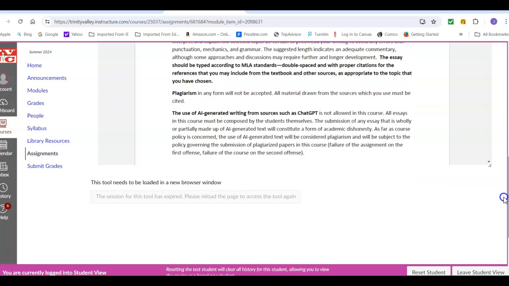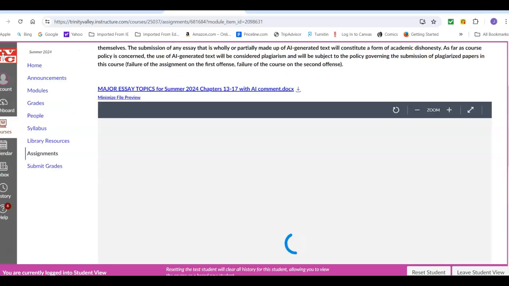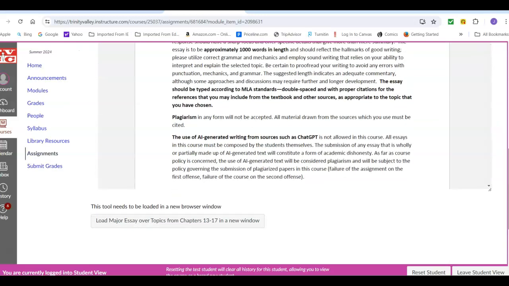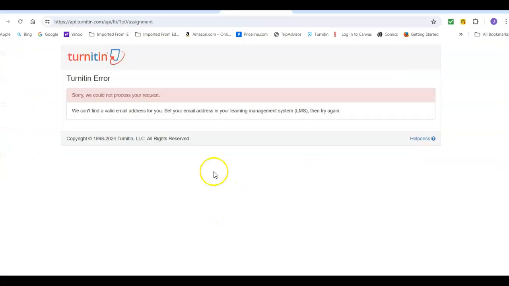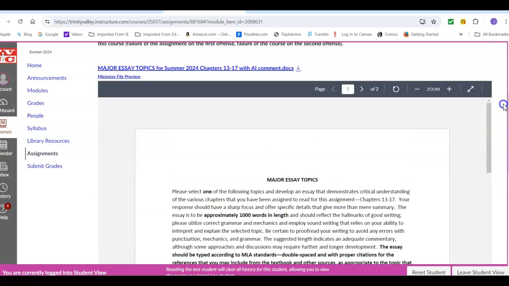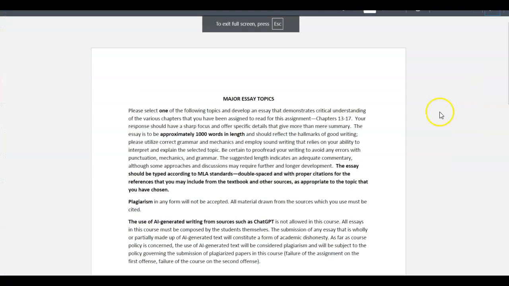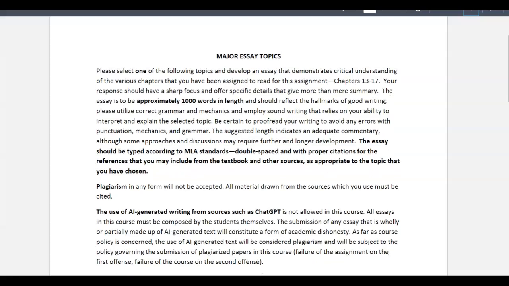And again, you go down. Let me reload this so you'll see this. Again, there's the bar, and when you click on it, it says it cannot process because I don't have a valid email address. So what you will see will be a submission button, and so you'll simply have to locate it on your computer and upload from there.